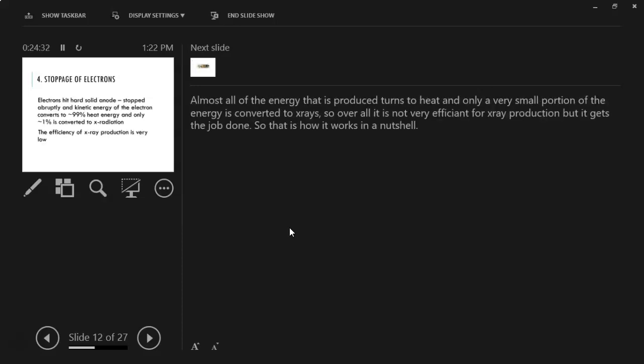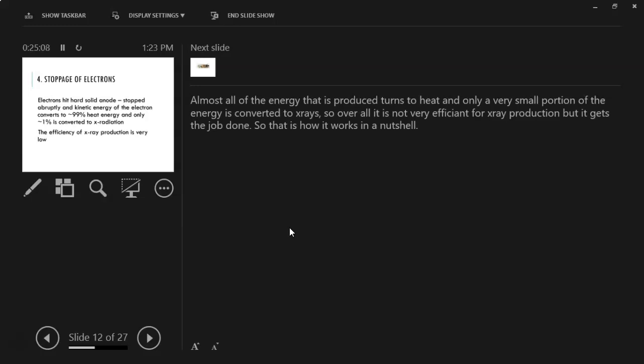Almost all of the energy that is produced turns to heat. 99% of the kinetic energy is heat. So that means that 1% of that whole reaction is X-ray photons. So it's not a very efficient system. But it doesn't need to be, because we don't need a lot. So it's actually perfect.